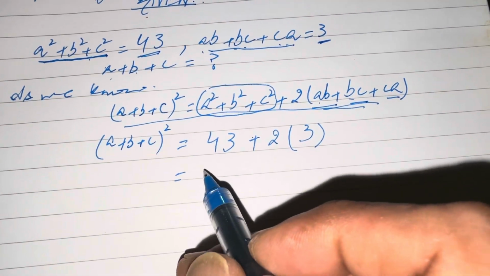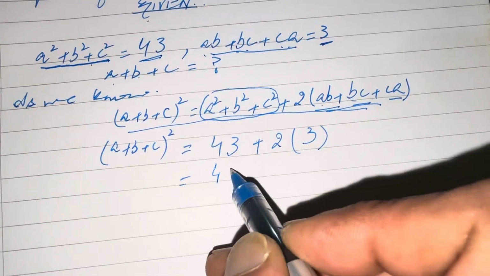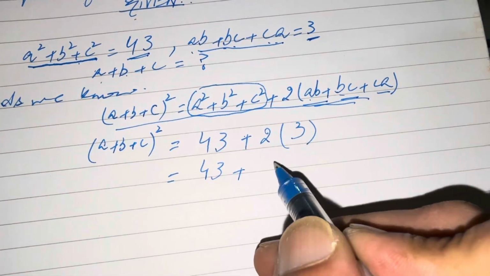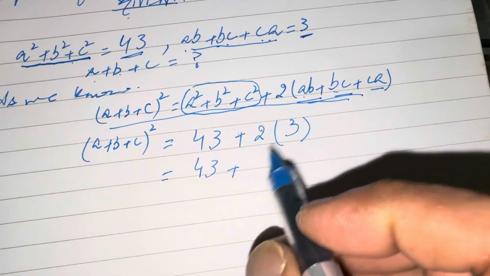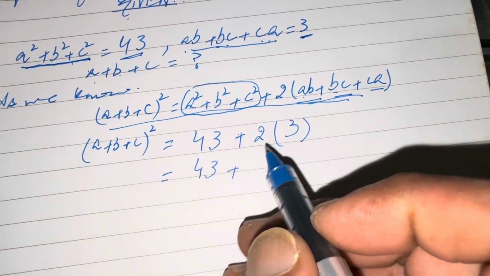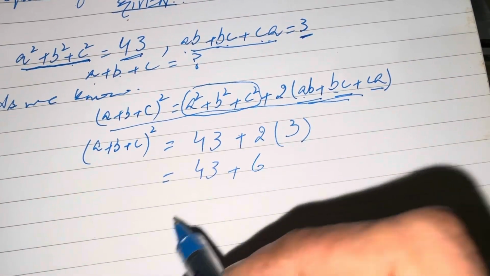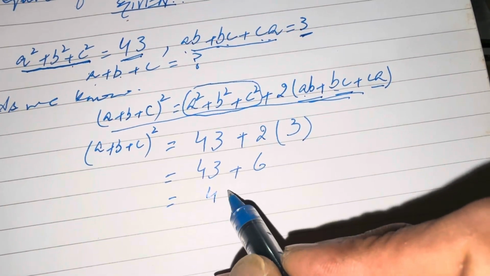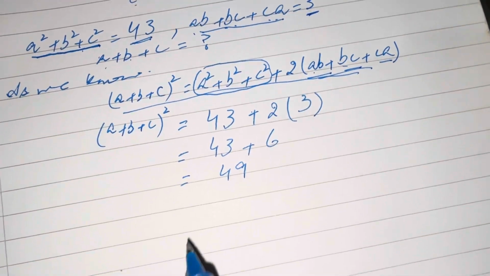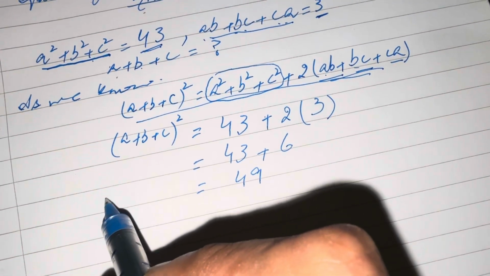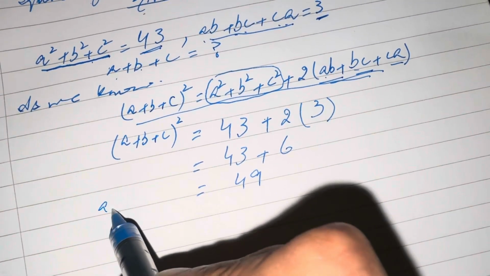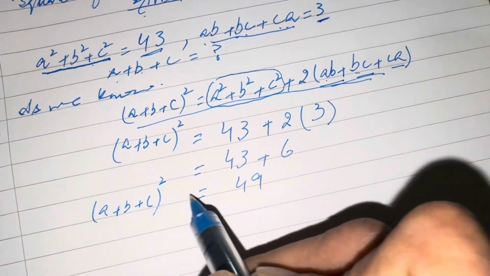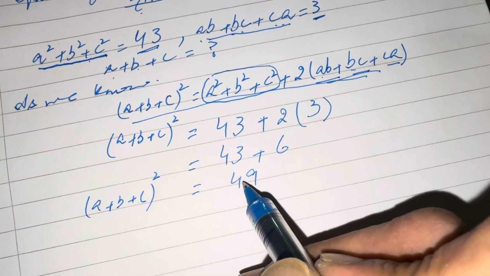Now with a little bit of simplification, we will find 43 plus 2 into 3, which means 2 multiplied by 3. So 2 3s are 6. And when we add these two numbers, that becomes 49. Now, you see that (a plus b plus c) whole square is equal to 49.